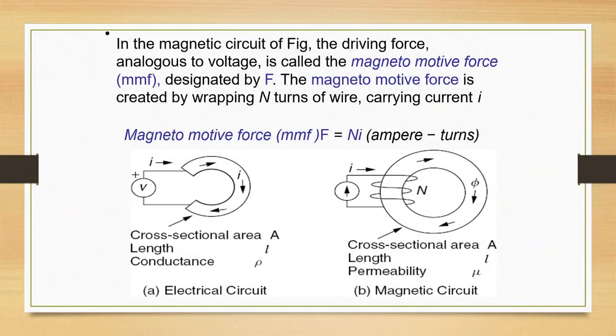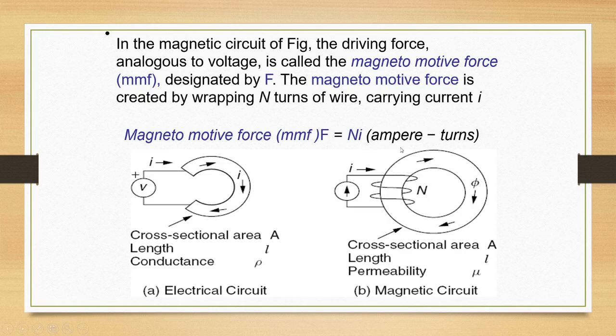In the magnetic circuit, the driving force analogous to voltage is called magnetomotive force, which is designated by F, and magnetomotive force is created by wrapping N turns of wire carrying current I. Magnetomotive force F is equal to Ni in ampere turns.